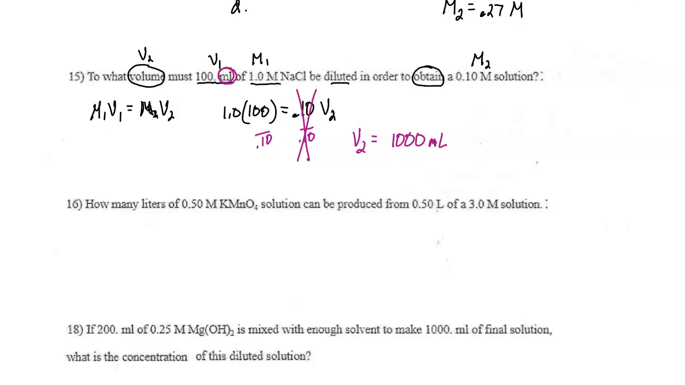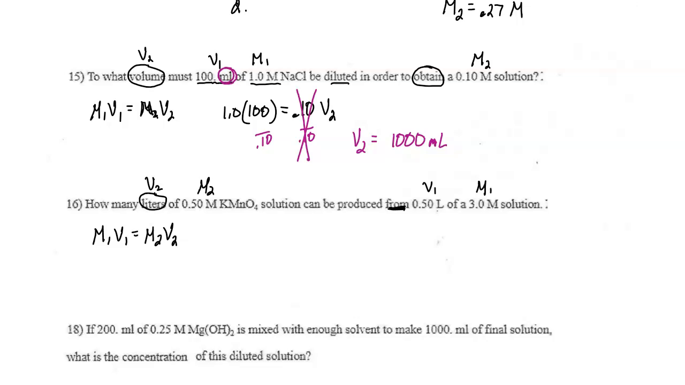Question 16. How many liters of 0.5 molar solution can be produced from 0.5 liters of 3.0 molar solution? We're starting with one solution and creating another less concentrated solution. This is a dilution problem. Here's the formula. What are we starting with? Here's your keyword, from. So this is volume 1, this is molarity 1. Over here, this is molarity 2, and it asks us how many liters, that's volume 2.